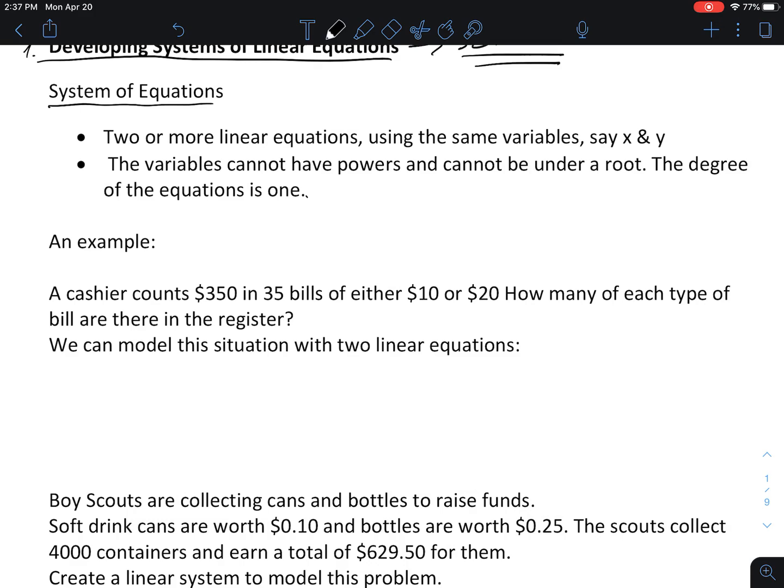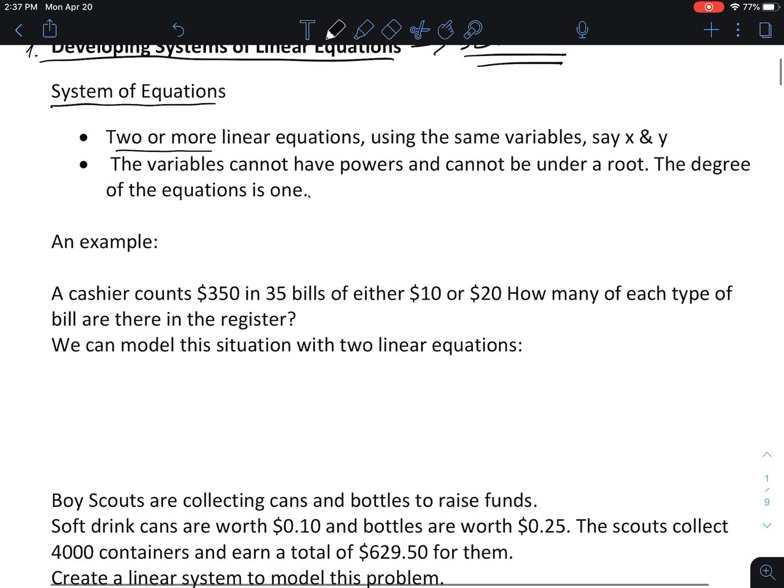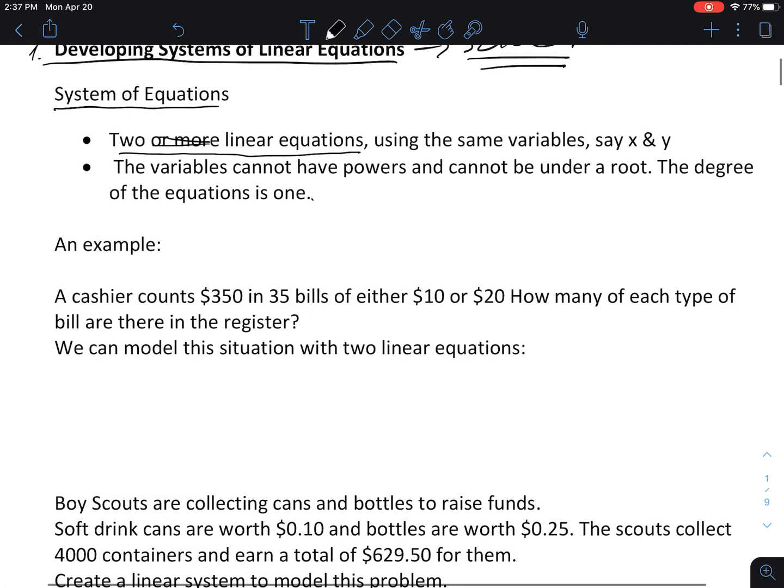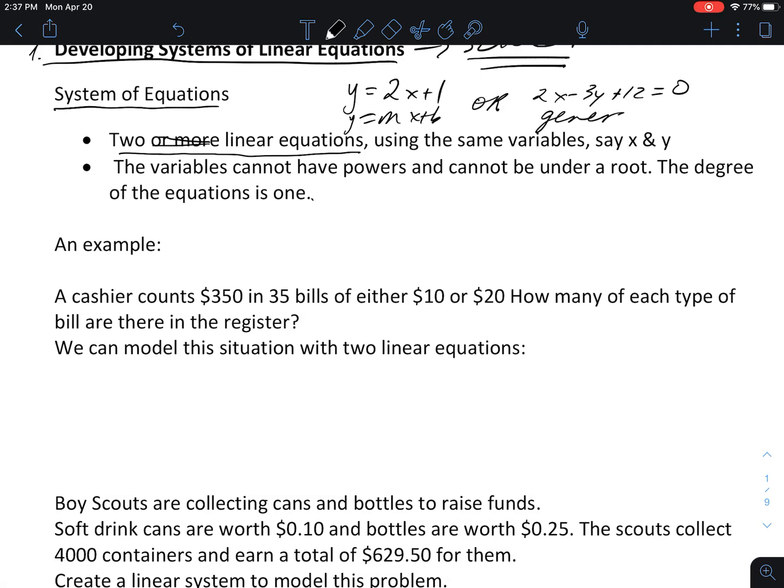Okay, so starting up, what is a system of equations? What does that mean? Our definition down here is two or more linear equations. And really, for our purposes, it's just going to be two linear equations. We looked at linear equations in the previous unit. So one of them could be something like y is 2x plus 1, and that's in the form mx plus b, so that's linear. Or it could be something like 2x minus 3y plus 12 is 0. This is in the general form.